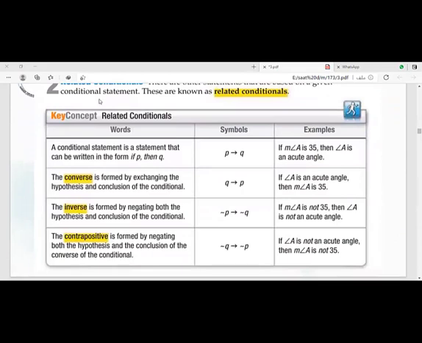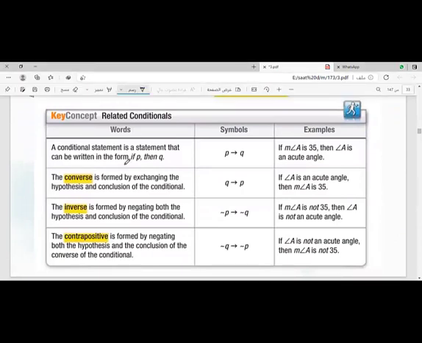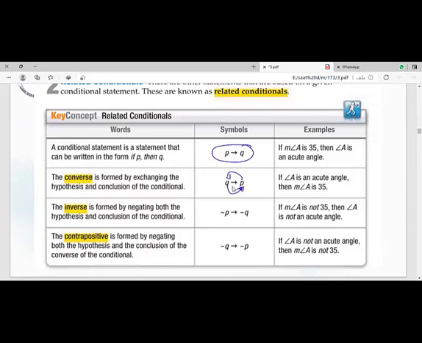The related conditionals. We have different types of related conditionals. The first, a conditional statement is a statement that can be written if-then. Converse: we swap P and Q. If today is Monday, I will go to school. I will go to school if today is Monday. So this is the converse. Example: if angle A is an acute angle, then the measure of angle A is 35. This is the converse of the original statement: if the measure of angle A is 35, then angle A is an acute angle.